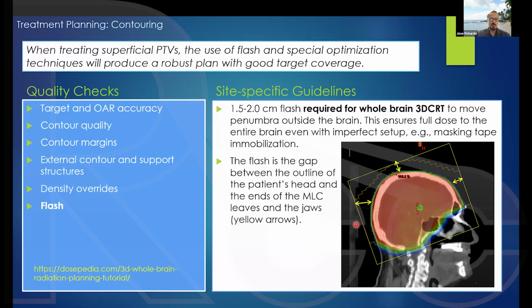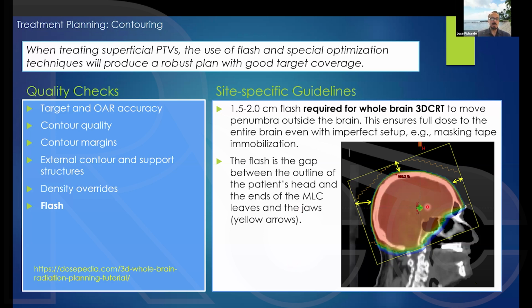So why do you do that? Why do you want to leave an airspace in there? Well, in the case of breast, you do it for motion. In the case of brain, you don't do it for motion because that head isn't going anywhere. You do it because you don't want the penumbra of your field to be in the brain. You want the penumbra to be outside, and by opening your aperture, you ensure that.